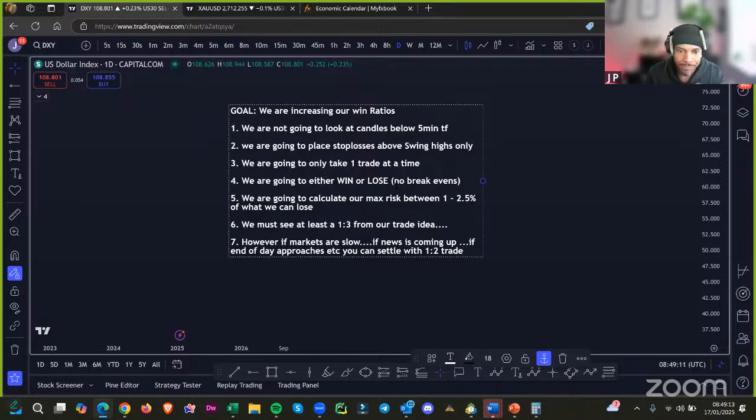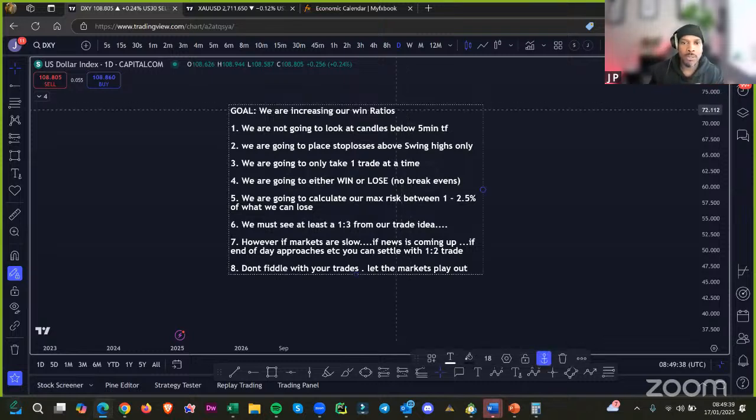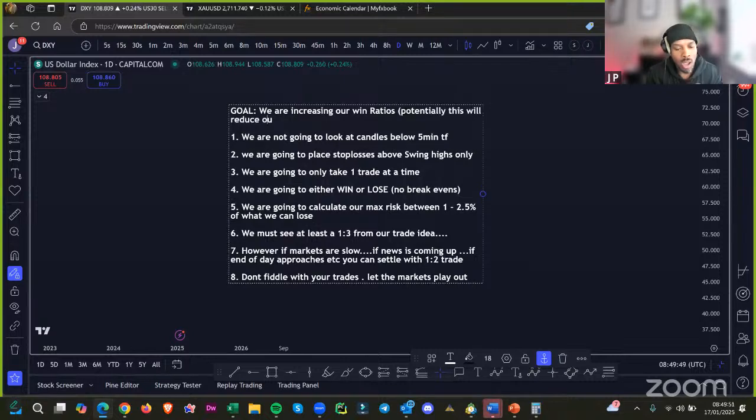What else? Don't fiddle with your trades. Let the market play out. We are increasing our win ratio. I'm going to put in here that potentially this will reduce our R2R, which is risk to reward.